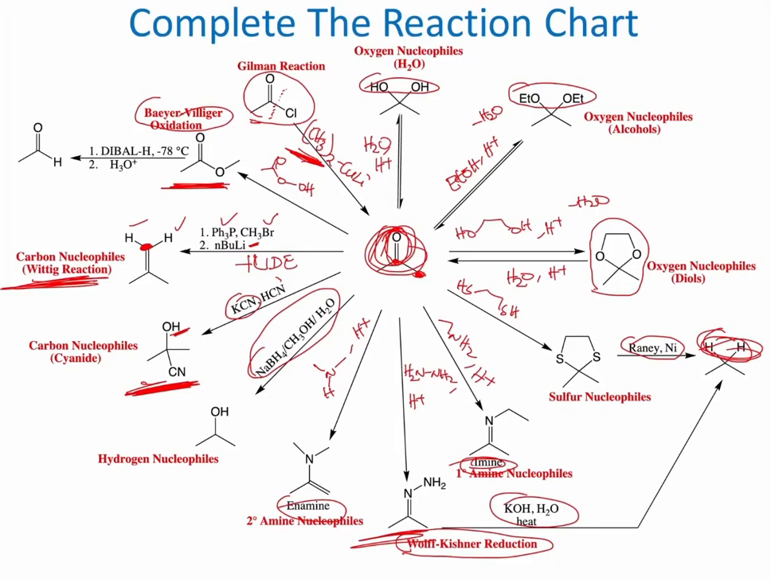We can also synthesize aldehydes from esters. In other words, we can reduce esters and stop at an aldehyde instead of letting it go all the way to an alcohol. How do we do that? We use a bulky reagent like diisobutylaluminum hydride, this one here. So we have aluminum attached to diisobutyl groups.